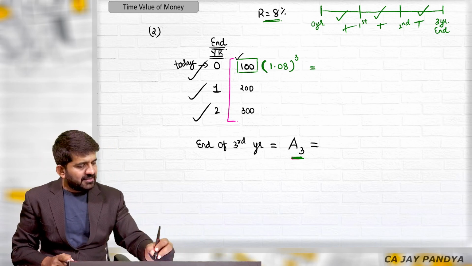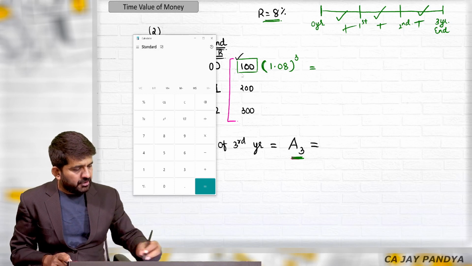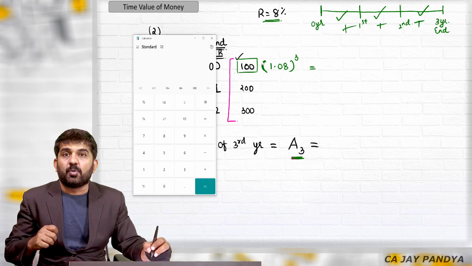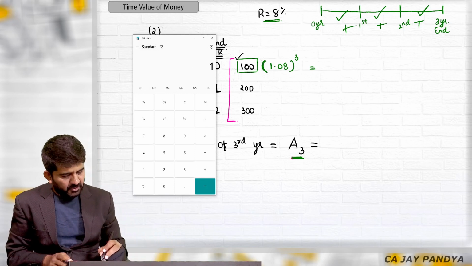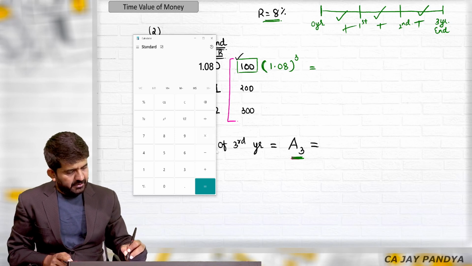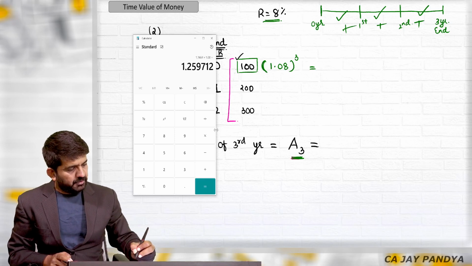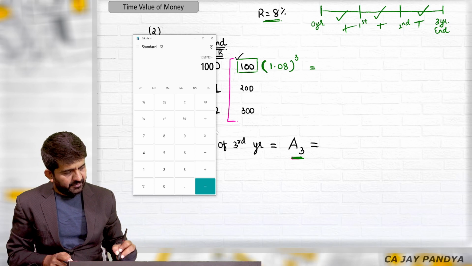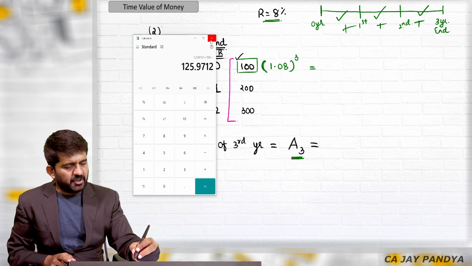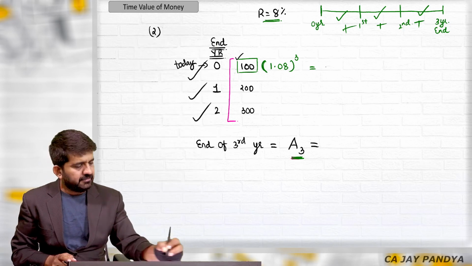What will be the answer? I can directly write it down over here. See, what I have done is nothing but P into (1 plus i) raised to n. 100 multiplied by 1.08 raised to 3, which is 125.97.